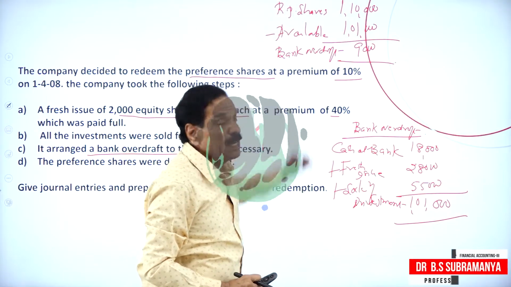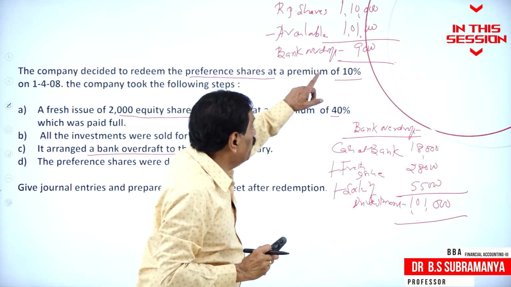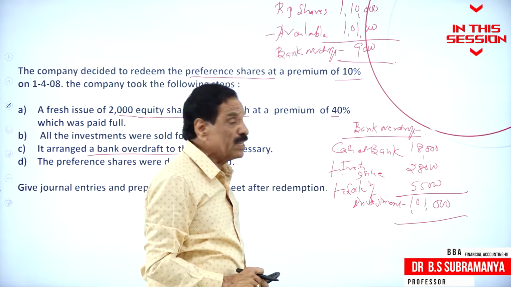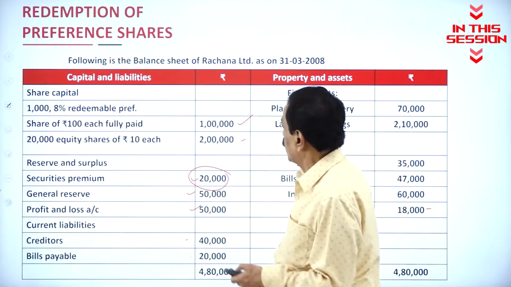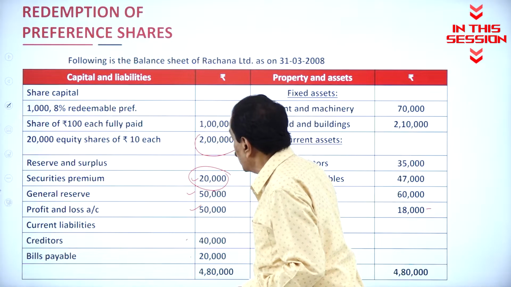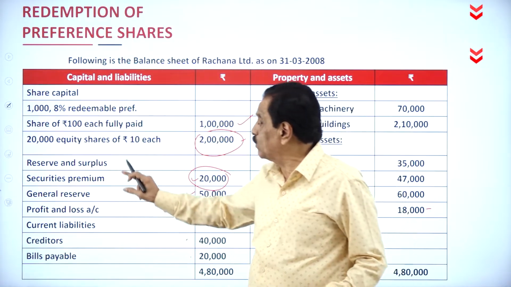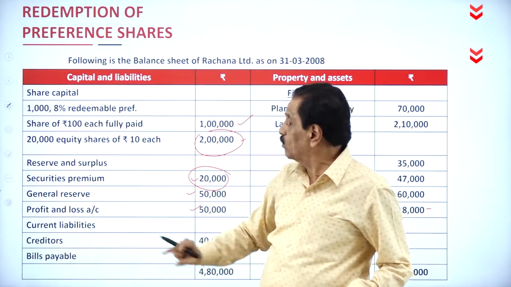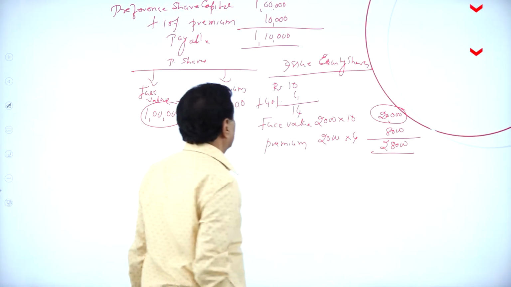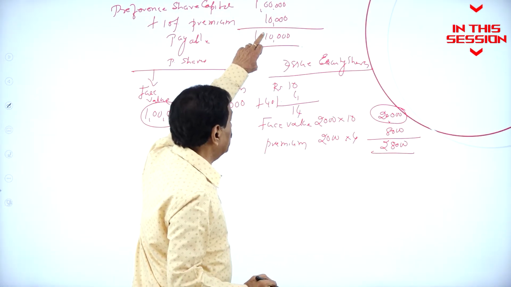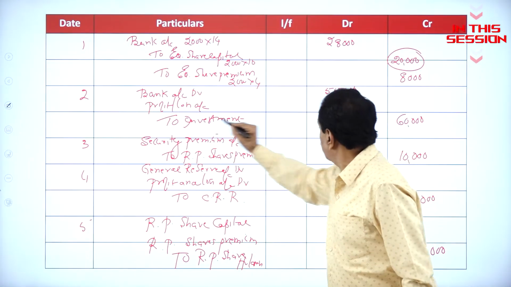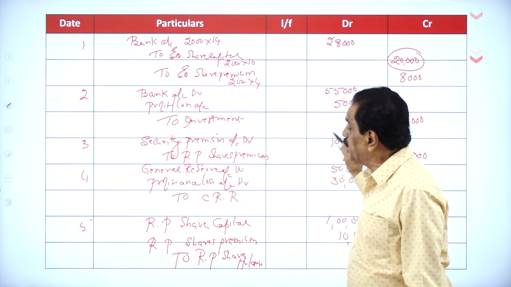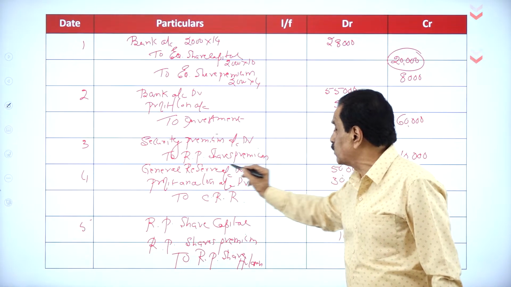So total amount payable 1,10,000. How much available? 1,01,000. How much shortage? 9,000. Your balance sheet, how much is there? 2 lakh is already there. 20,000 plus 2,000, 22,000 at the rate of rupees 10 each. What's your face value available? 20,000. How much premium is payable? 10,000. Bank account debtor, profit and loss account debtor to investment account, security premium account debtor, preference share premium account.